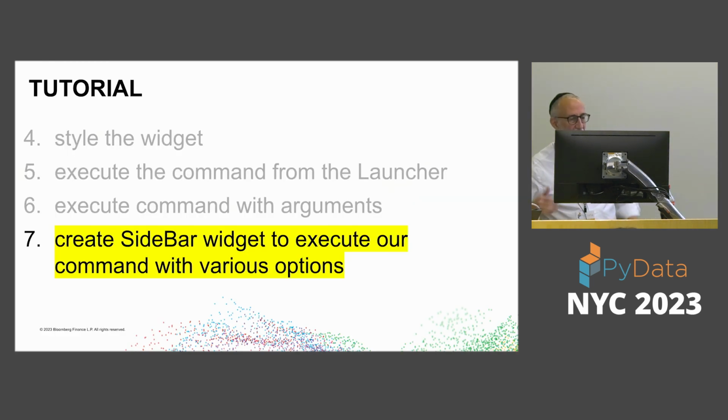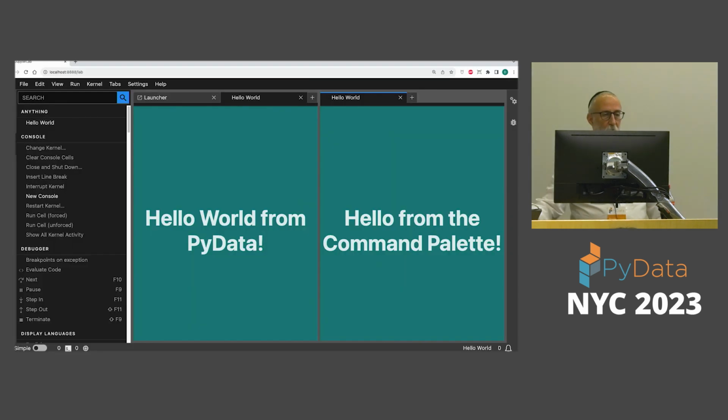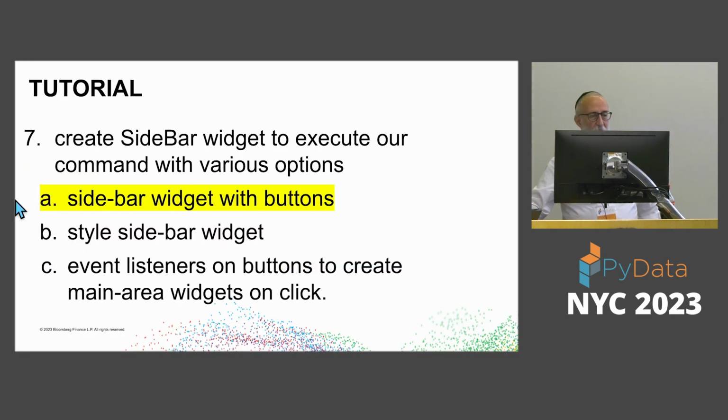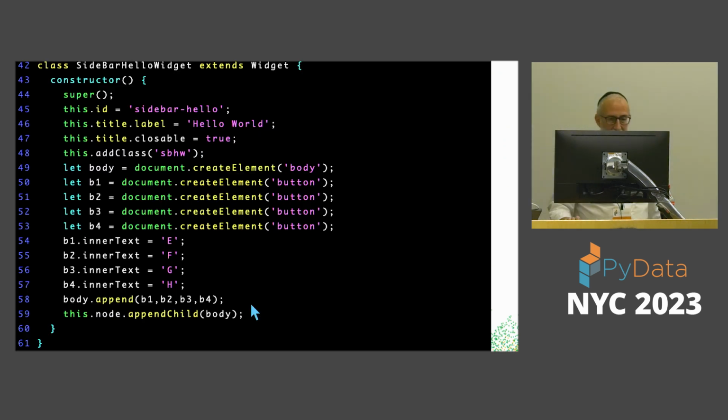Okay, finally the last part, which I'm actually going to break into three steps. We're going to create our own widget over here on the sidebar with several buttons to launch our widget in different ways. So I'm going to break it up. First, we're going to create a sidebar with buttons. Then we'll style it, and then we'll add event listeners to the buttons.